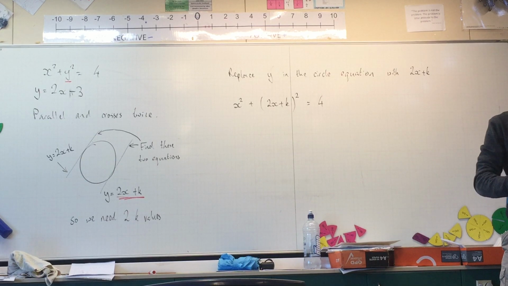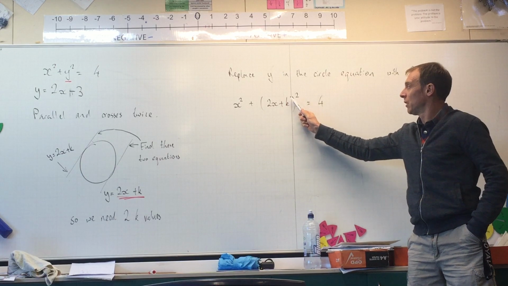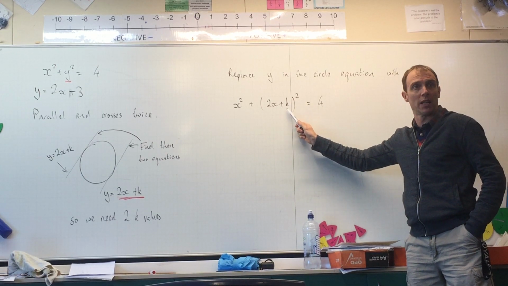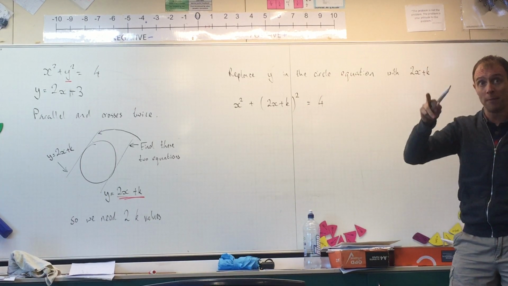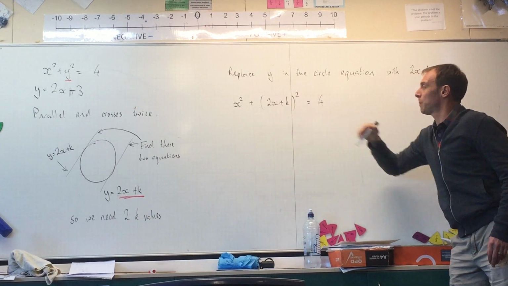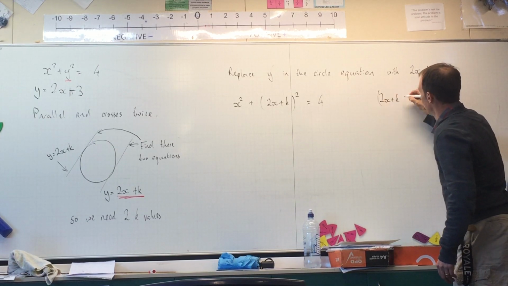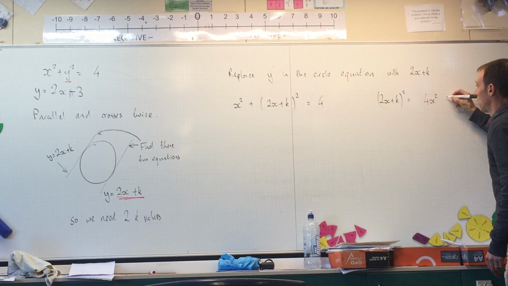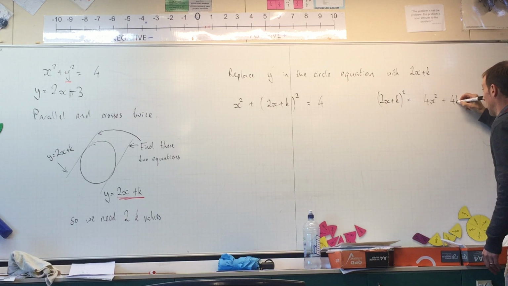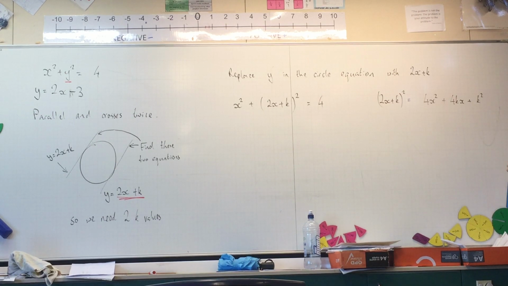And you can see already we're going to get a quadratic equation with k in it. Because I'm going to square this bracket, that's going to give me a k squared. Okay, so this is where this one gets different to the parabola. So, I'll expand that over here. 2x plus k squared equals 4x squared plus 4kx plus k squared. You can check that if you want.